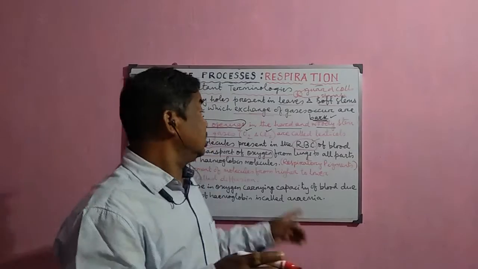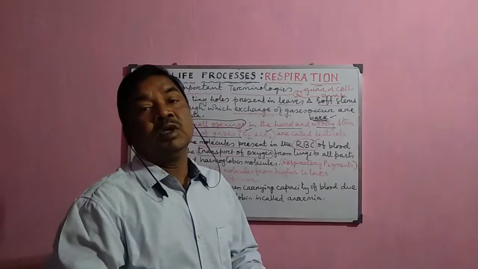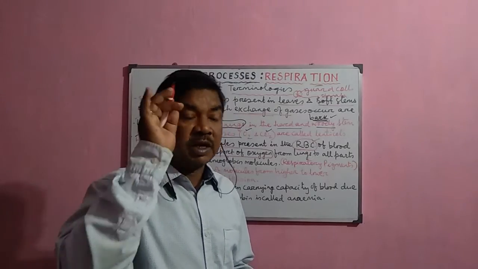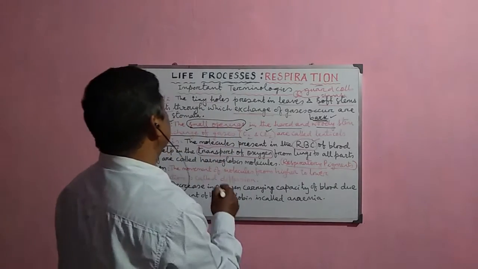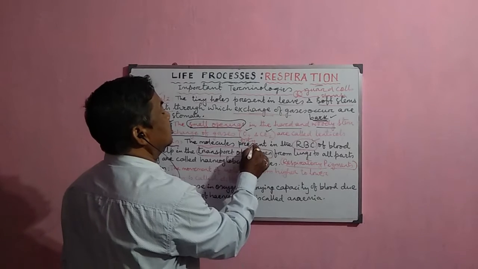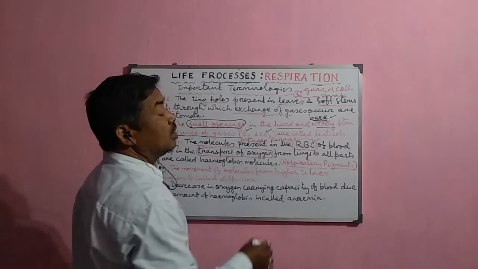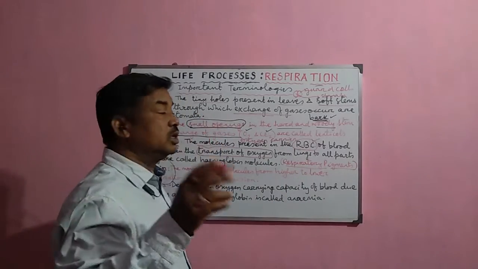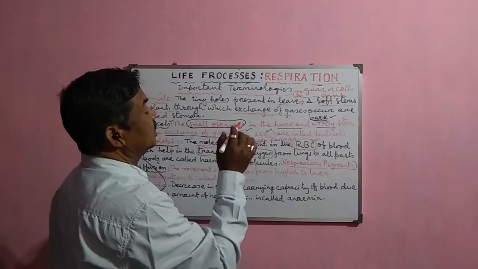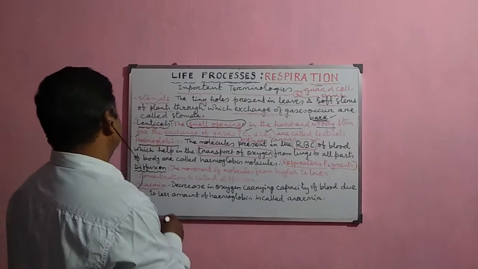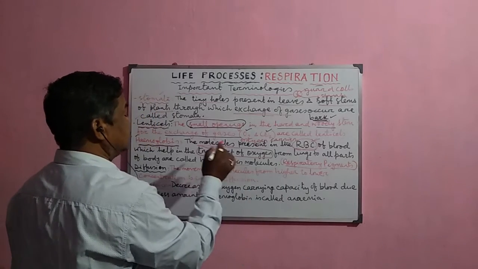So that is why this oxygen is to be transported from the lungs to all cells of the body. This hemoglobin molecule is also called the oxygen carrier, or the respiratory pigment. They carry the oxygen from the lungs to all parts of the body through the blood, because they are present inside a blood cell called RBC. These are also known as respiratory pigments.